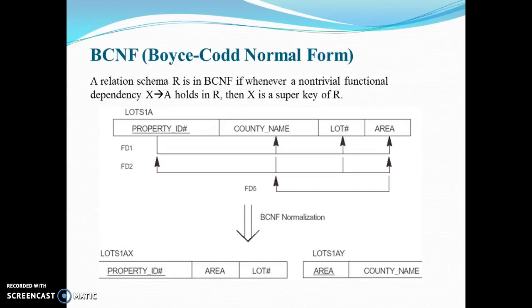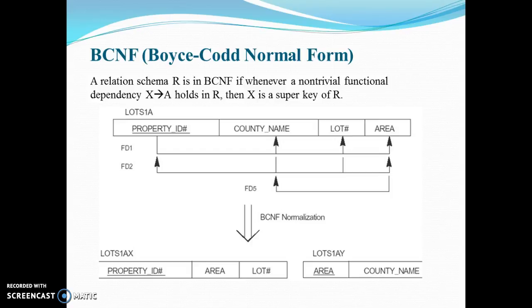Okay. So the next one is called BCNF. Its full form is Boyce-Codd normal form. A relation schema R is in BCNF if whenever a non-trivial functional dependency X to A holds in R, then X is a superkey of R.